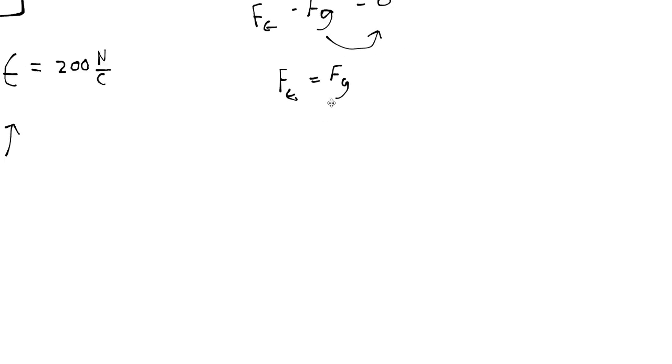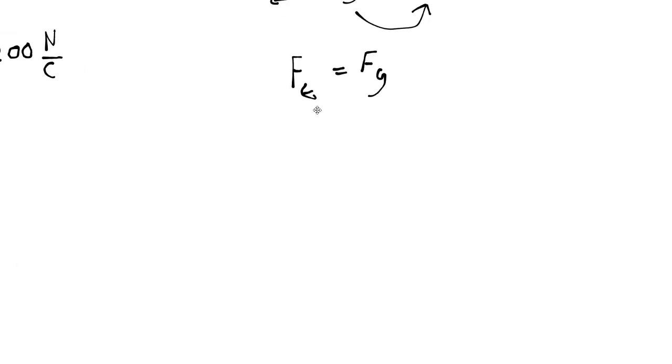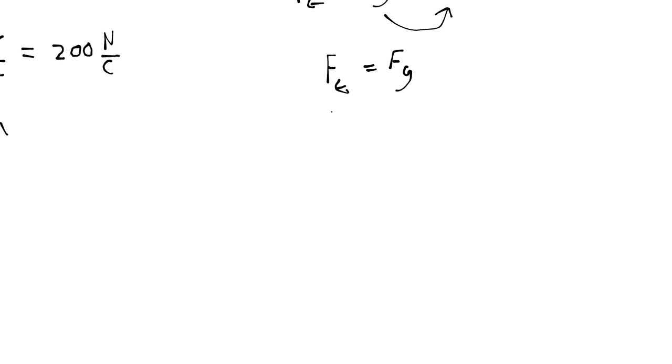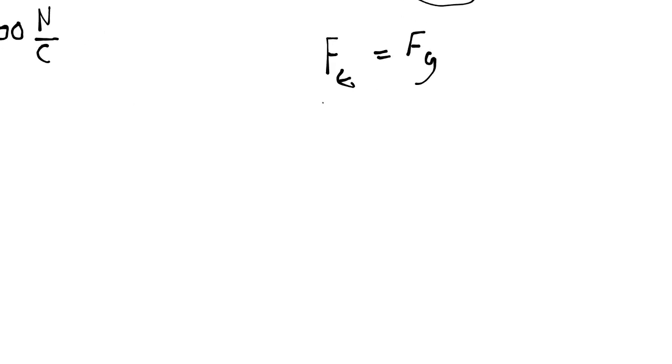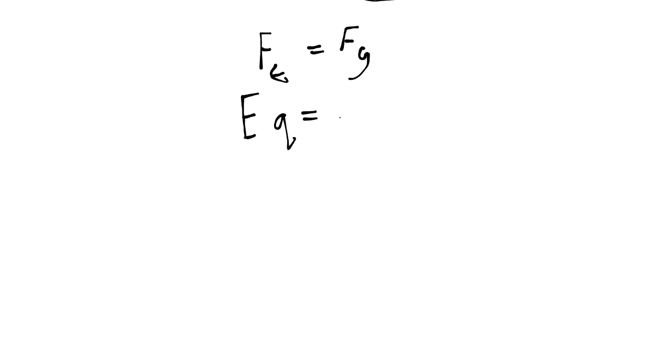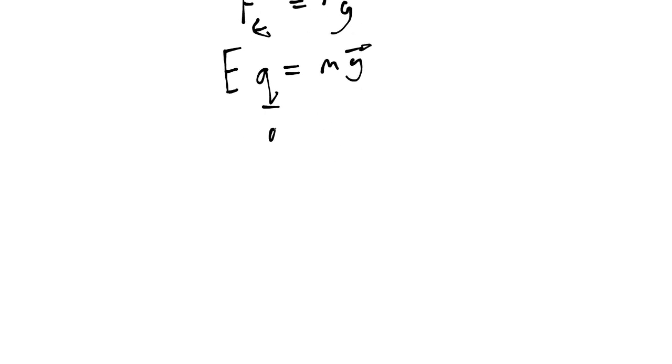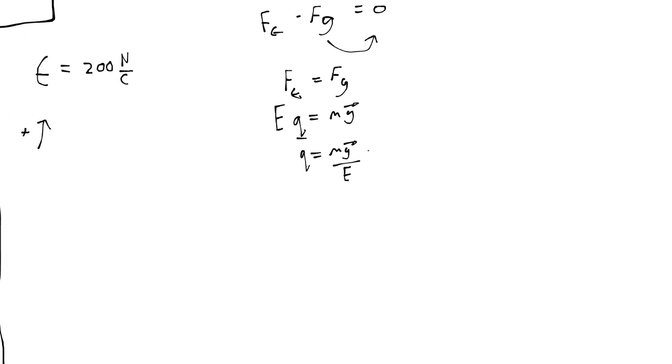And then let's expand this out a little more. So this is going to become E, for electric field, times Q equals mass times g. And then we're going to arrange for Q. So we're going to move the E to the other side and we're going to get Q equals mass times gravity divided by E. Okay. So I'm going to skip ahead here to show what this looks like when you fill in all the numbers.